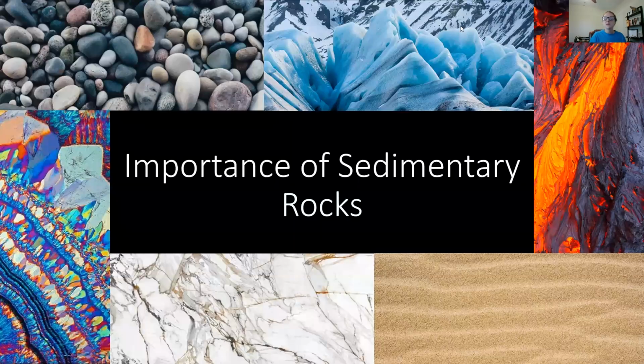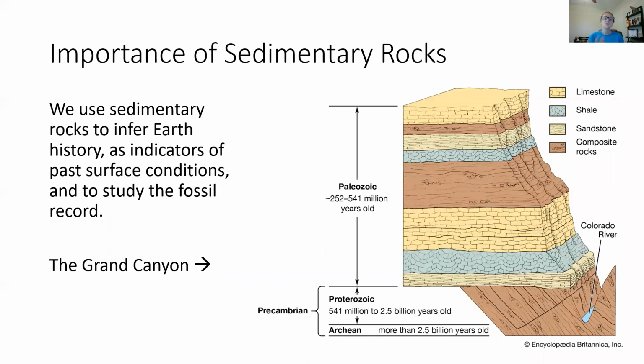Okay, as I said before, sedimentary rocks are my favorite types of rocks, and that's because they tell us so much about the environment that they formed in. Okay? So we use sedimentary rocks to infer Earth history. A lot of what we know about how Earth developed and the climate of Earth in the past, the plate tectonics of Earth in the past, a lot of that is from sedimentary rocks.